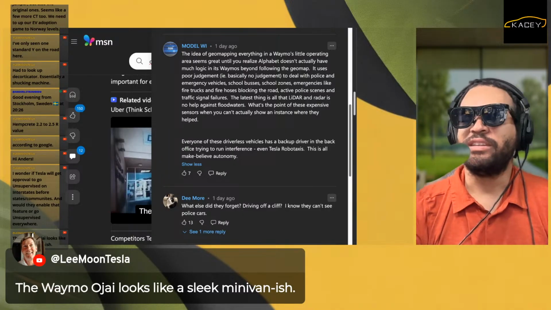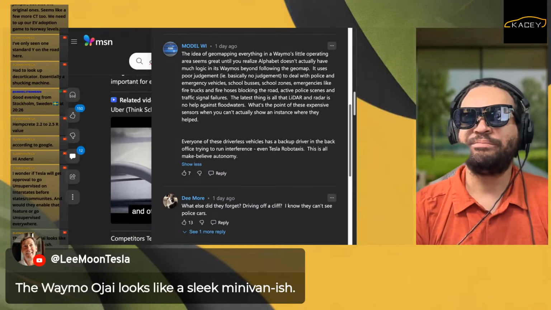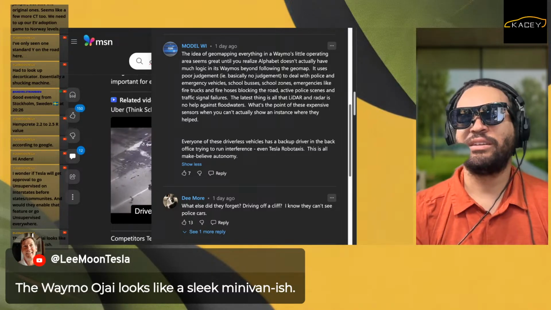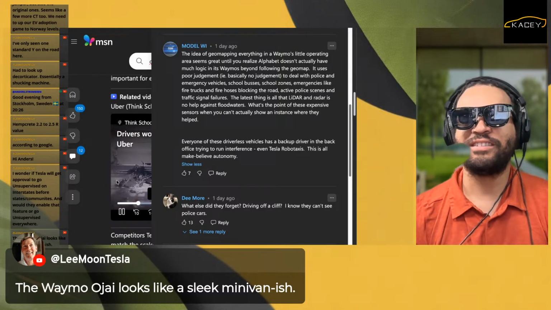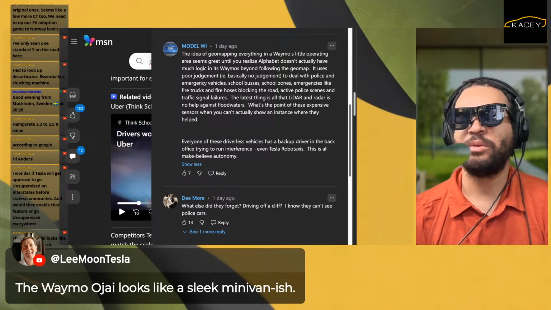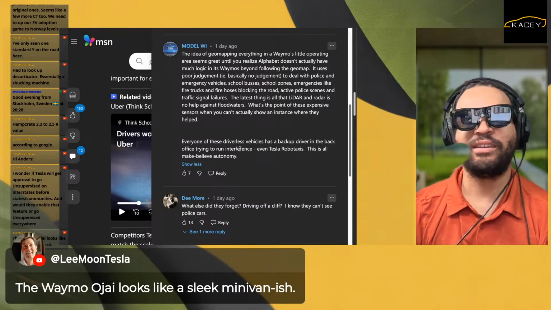I agree that it doesn't feel like Waymo has the best approach at this point after watching them for all these months, but I wouldn't say that Tesla has somebody in the back office. Not saying they don't have remote support, but I wouldn't say that it's fake.